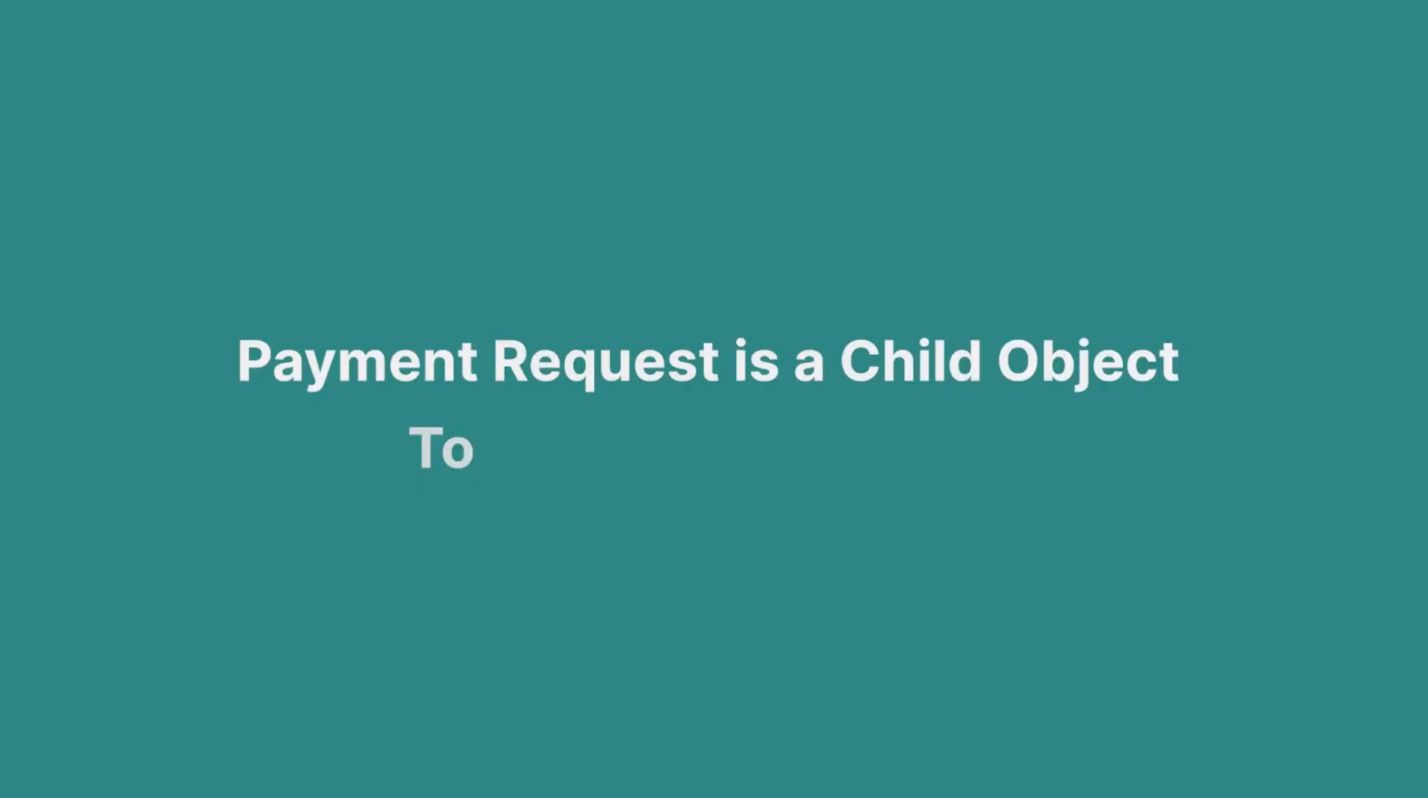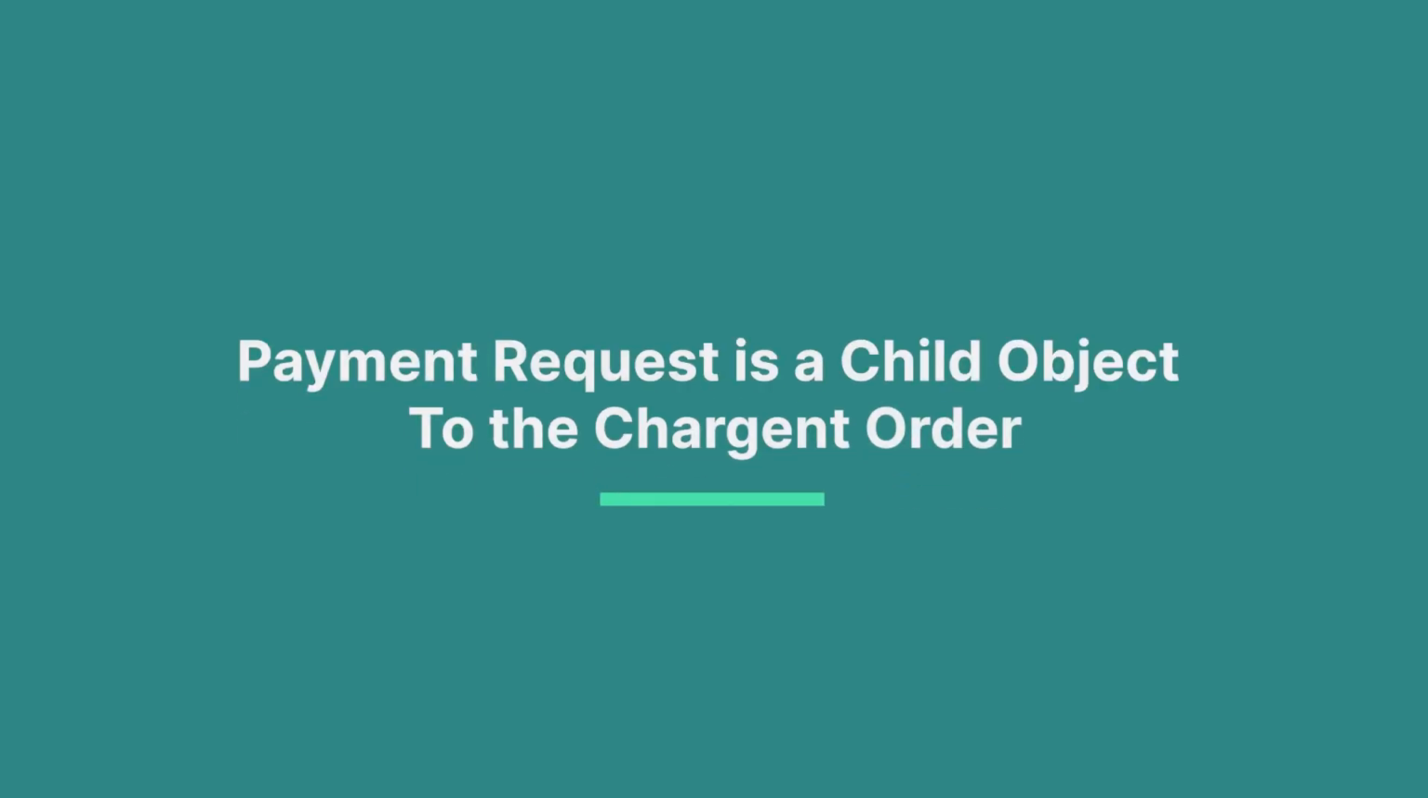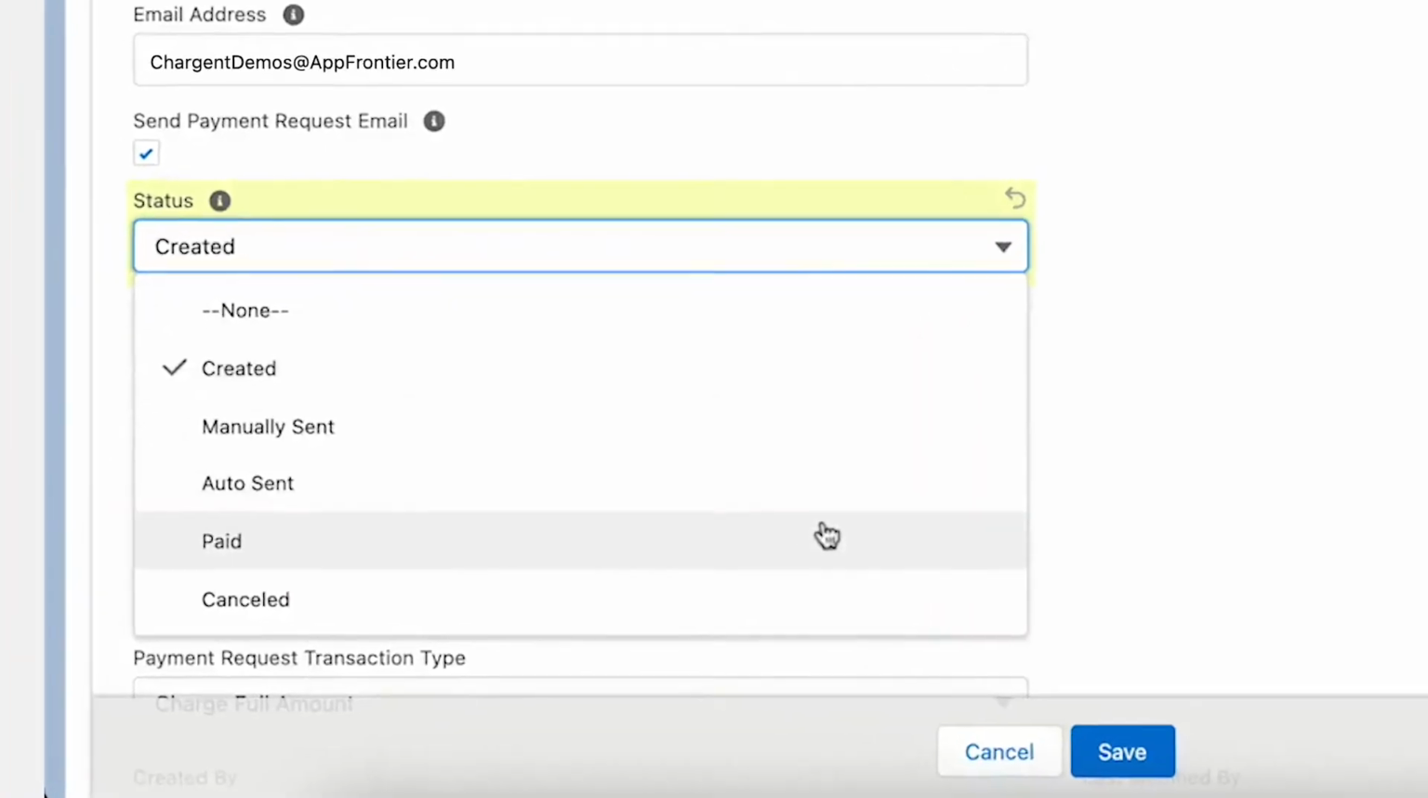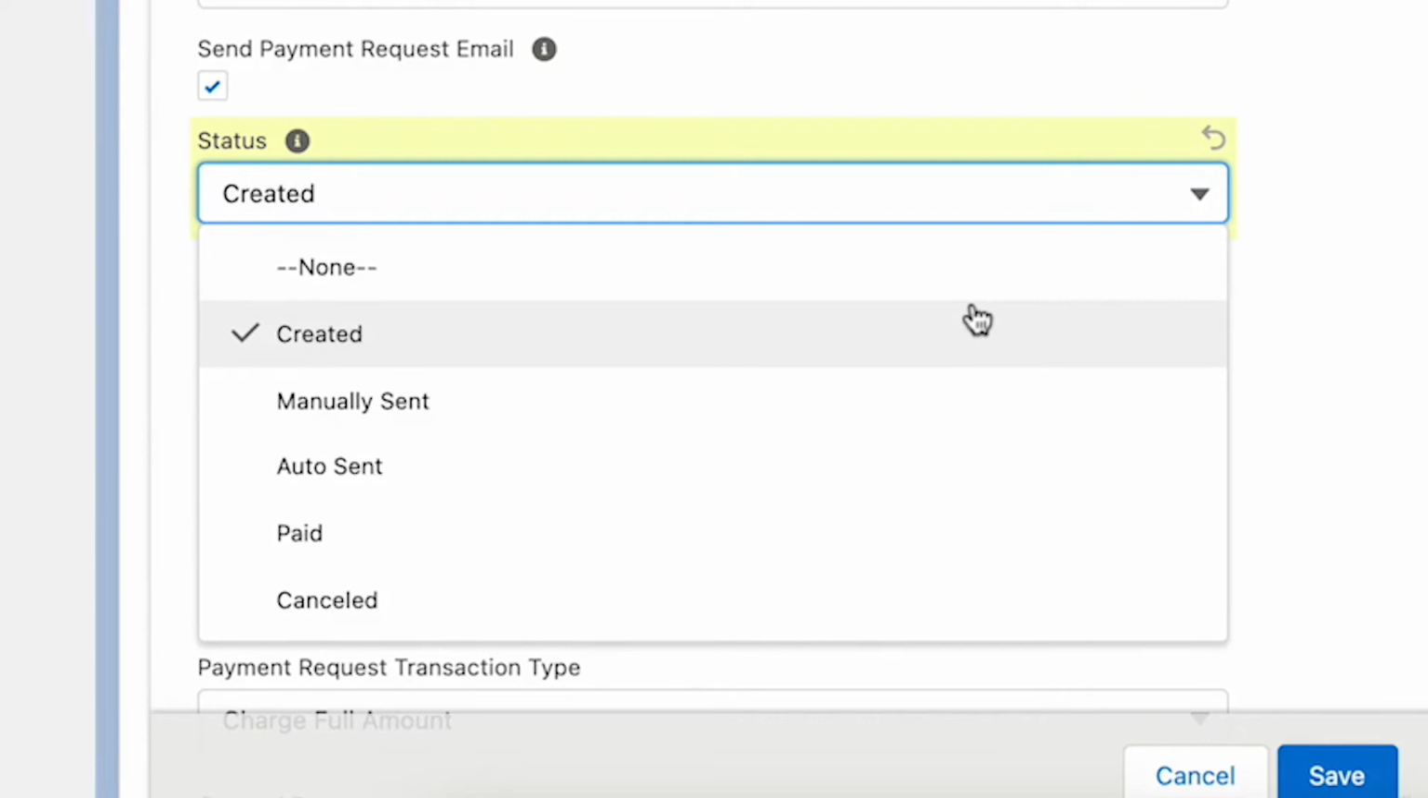Let's review a little background about these features and objects in case you're not familiar. Payment request is a child object to the Chargent Order. A payment request record has a few different statuses, but the ones we are using today are created or paid. Once paid, the link is no longer active, which prevents customers from overpaying. The Chargent Order object is where the recurring billing fields and payment information are configured. You'll see how these two tie together as we move through the flow.